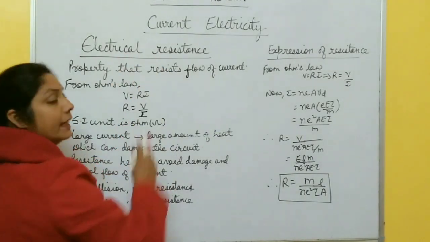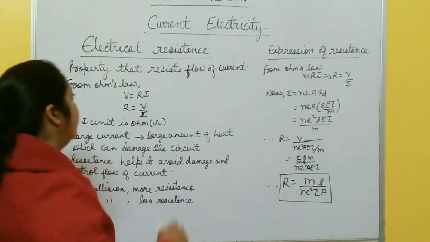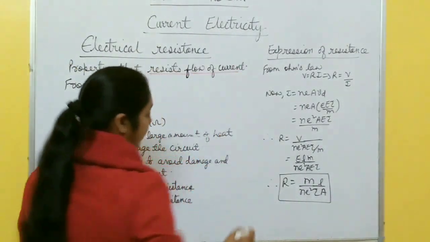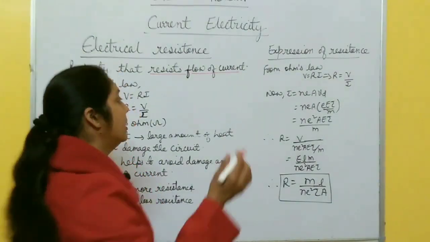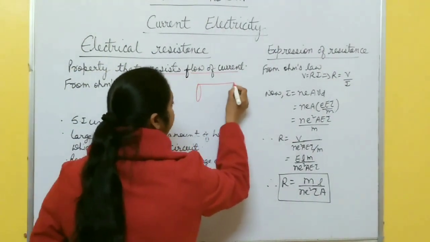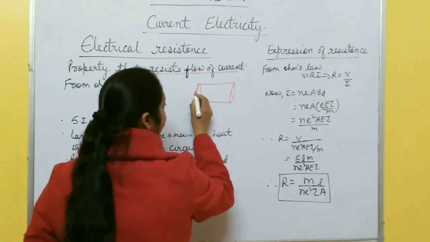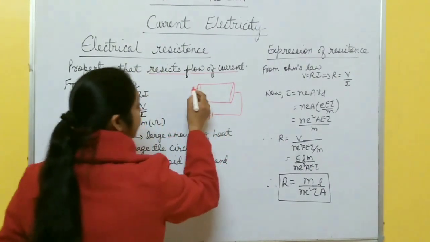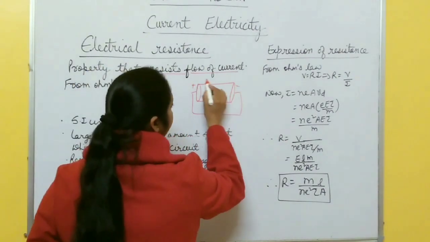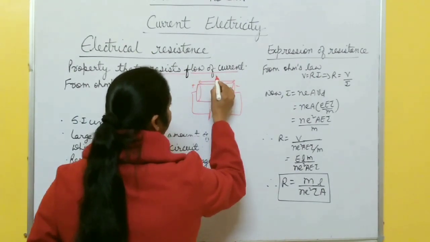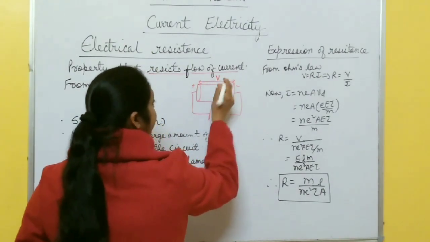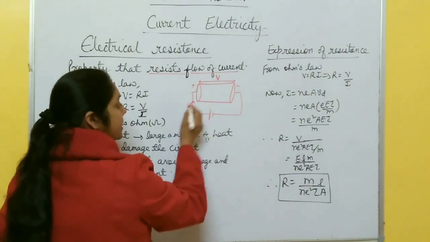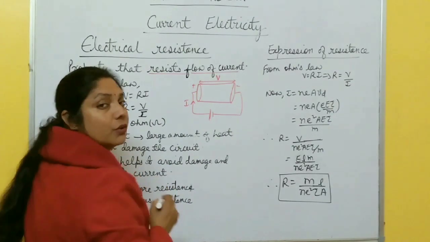Now, the next topic is electrical resistance. What is this? It is the property of the conductor that resists the flow of current. It opposes the flow of current. Suppose this is a conductor, and you connect it with a cell. Due to the cell, a potential difference is created along the ends of the conductor, and if this potential difference increases, current moving inside the conductor also increases.